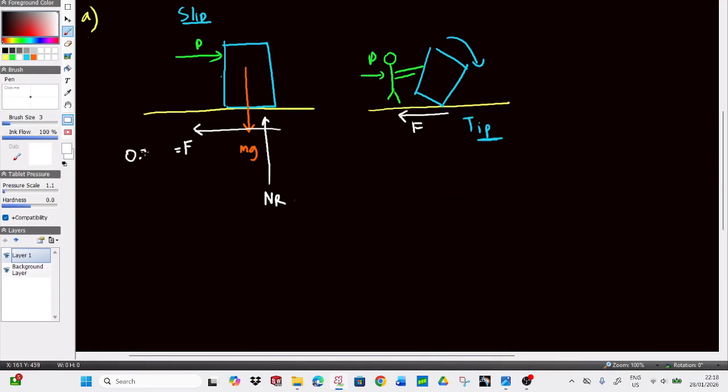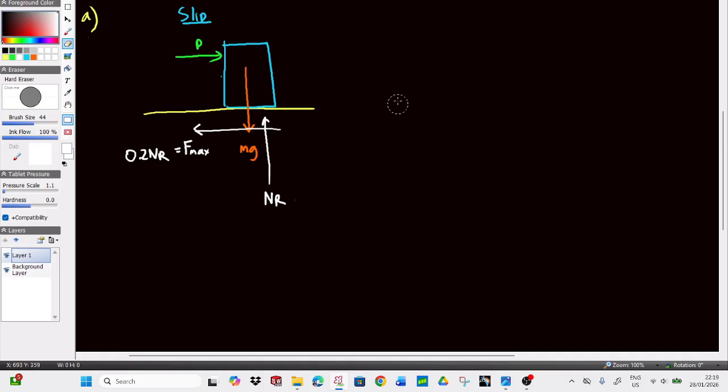Because it's a maximum frictional force, this is the equation, F equals F max. So this would be the simple free body diagram for the slip condition. And for the tip condition, I'm going to draw the free body diagram a little more properly, because this was not proper enough.